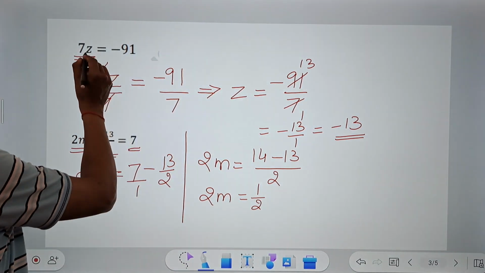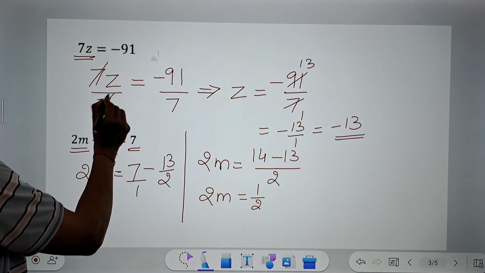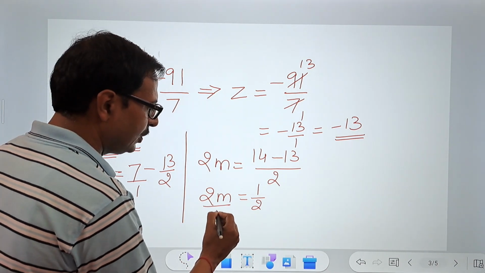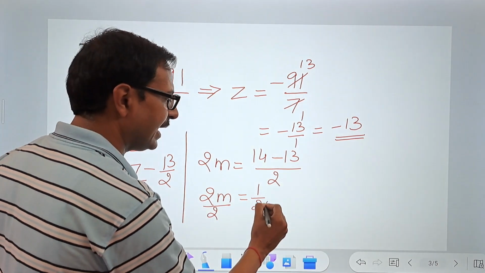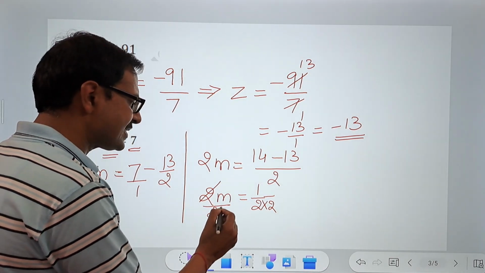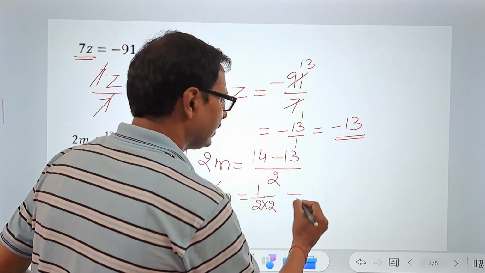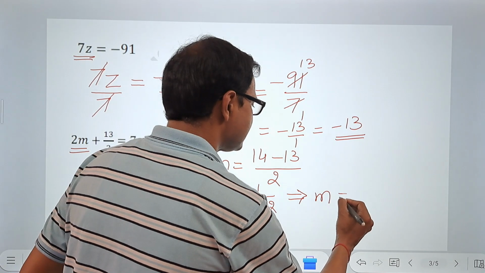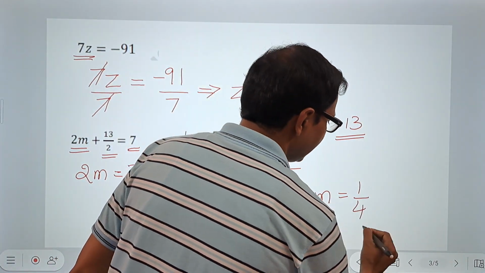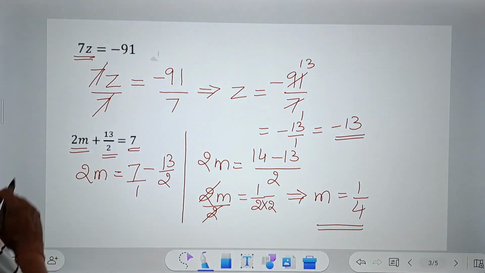I told you in the first question, just like this 7, I divided by 7 on both sides. Now I will be dividing by 2 on both sides like this. So you will have another 2 in the denominator. So 2 gets cancelled here, giving you the value of m as 1 upon 4. So this is the solution of this particular equation.